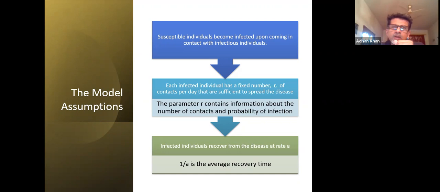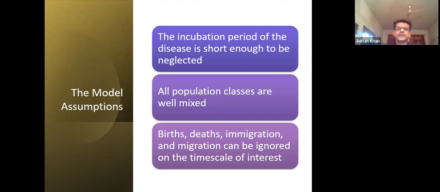For example, for COVID, 1/A is between 2 and 14 days. I mean, that's an order of magnitude difference, right? There are some assumptions this model made. As I said, it's a very simplified model.